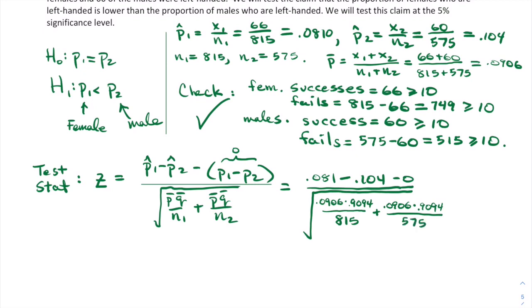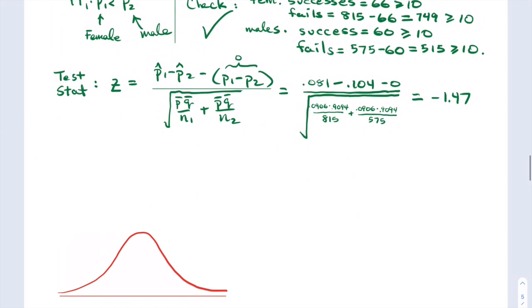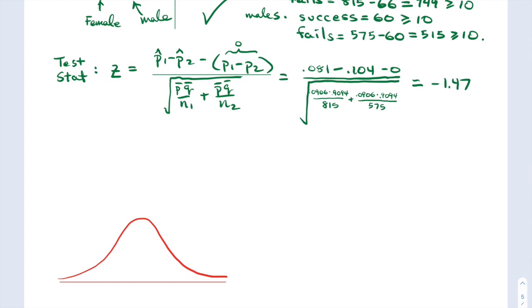And I wrote really small, and it still didn't fit. Just a bummer. So I'm going to shrink it, if I can manage it. Okay, so we run the numbers on that. And that should come out to be negative 1.47. Okay, that's your test statistic. We'll use that to find a p-value. But before we do, we have to do a critical value.